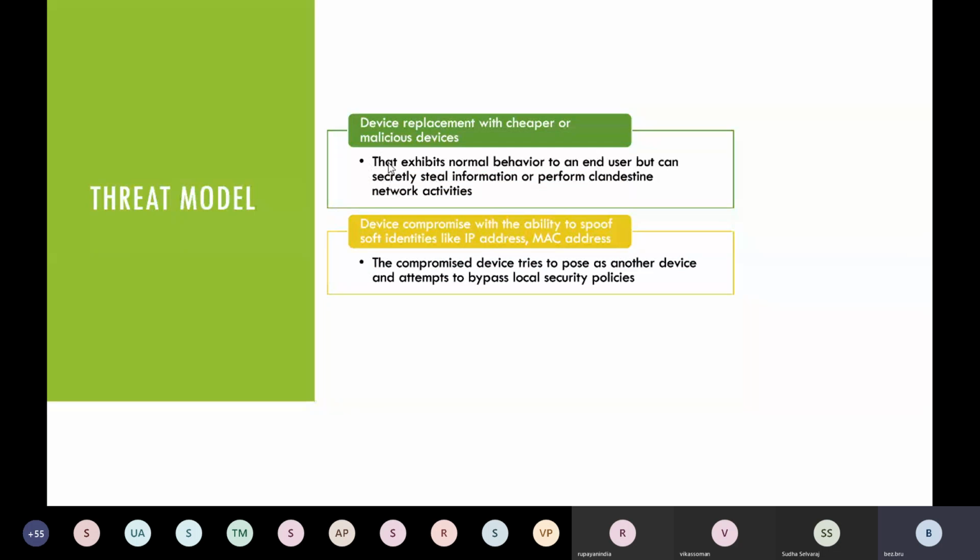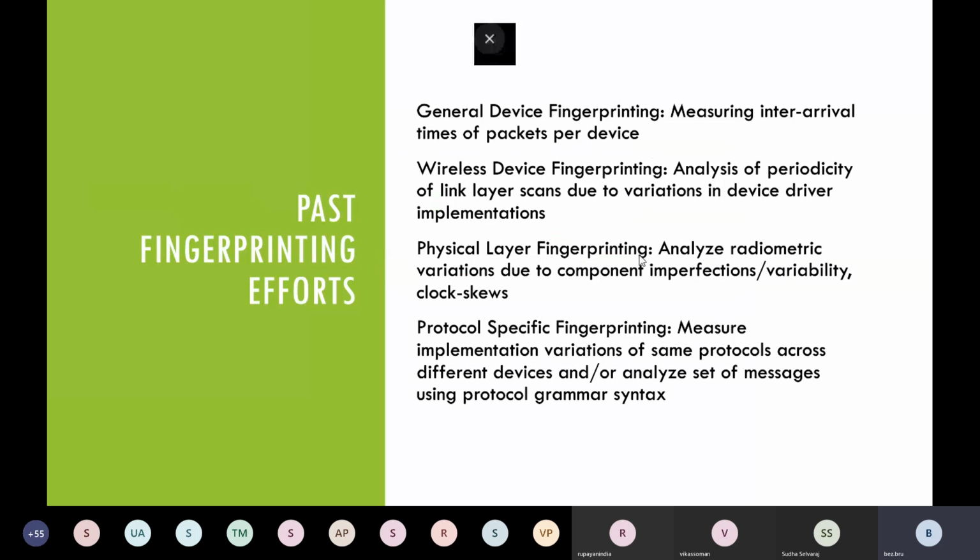So this is a threat model, and why we do this: devices can be replaced, or devices can be compromised and things like that. There are a whole bunch of reasons people will give, that these devices don't have strong authentication and are not secure. All that is fine, but the main thing is that these devices are usually easy to replace. In the past, people have tried to do this. These are all, again, very interesting network traffic analysis works, and I just listed a few under different categories.